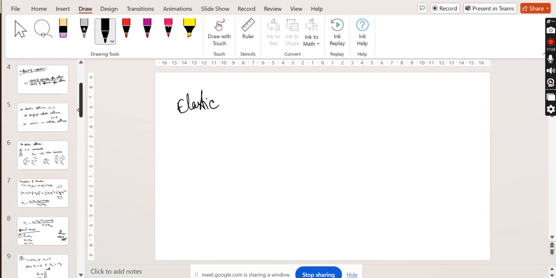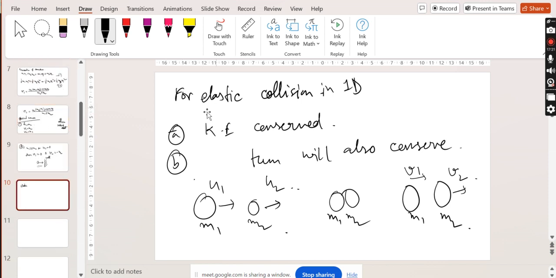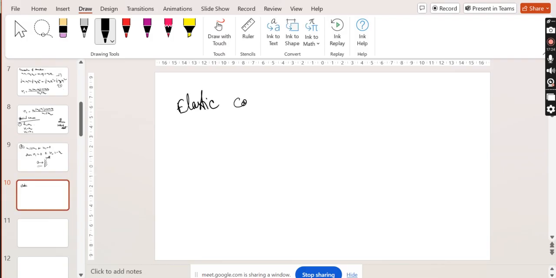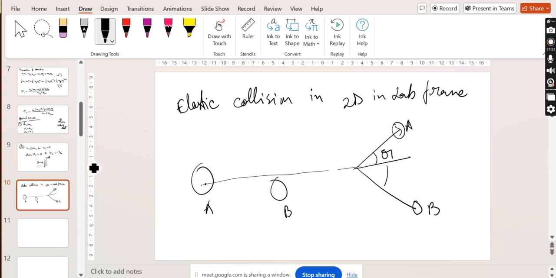This was one dimension. Now for elastic collision in 2D in the lab frame, say this is A, this is B, and after collision A moves in this direction and B moves in this direction. So this is theta 1, this is theta 2.